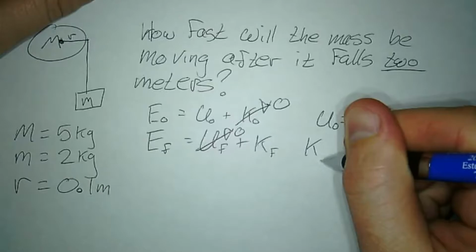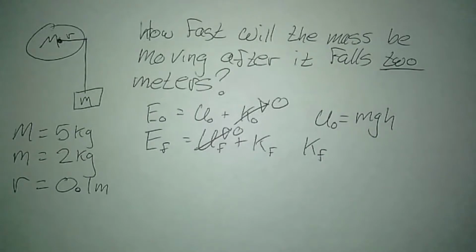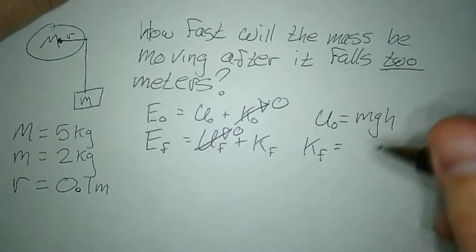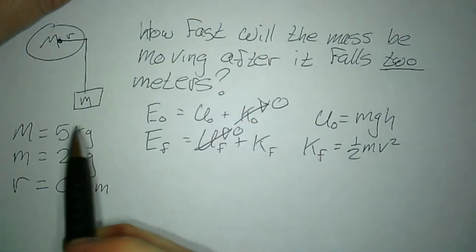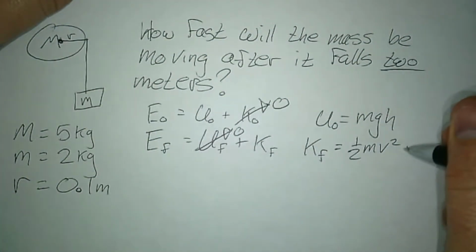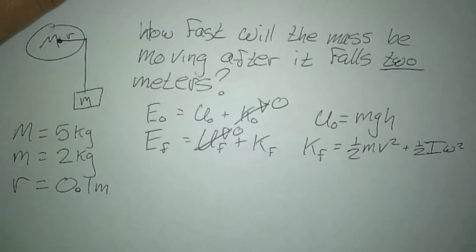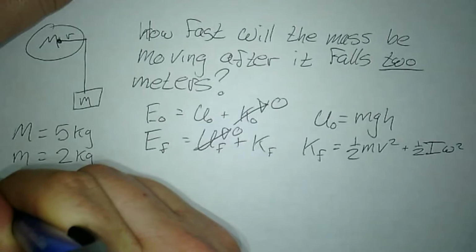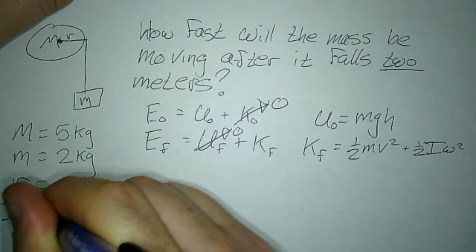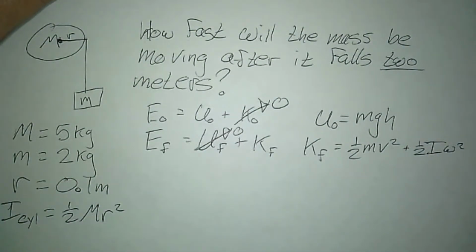And my final kinetic energy is going to be, well, this guy just has rotational kinetic, but this guy's got linear. So I have to track both. So I have to say 1/2 mv squared, so note the difference between big M and little m, plus 1/2 I omega squared. And so what is I in this case? Well, this is a cylinder again, so the moment of inertia for a cylinder is 1/2 big M r squared.